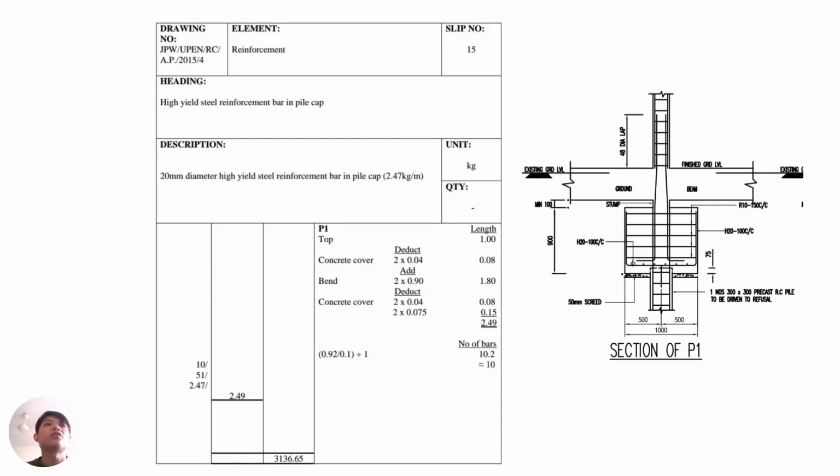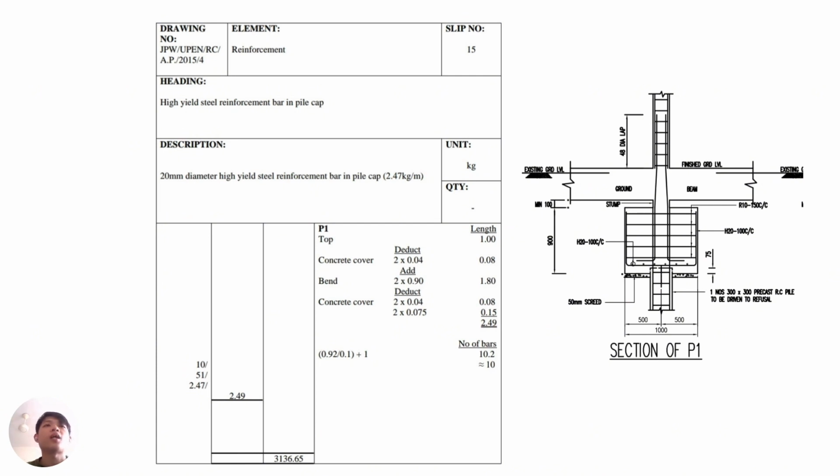Then we will continue to the high steel reinforcement for the pile cap. At the high steel reinforcement bar for the pile cap, from the drawing you can see that P1, P4, P5, P6, and P7 are the same, using 20 millimeter diameter, while P2 and P3 use 16 millimeter. So we need to calculate it separately.